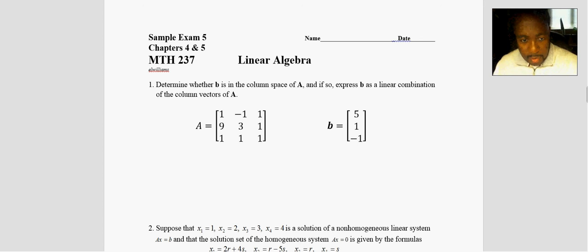Want to put together a sample exam, five questions here for you. Number 1, determine whether B is in the column space of A, and if so, express B as a linear combination of the column vectors of A. To show that B is in the column space of A, you simply solve the system.